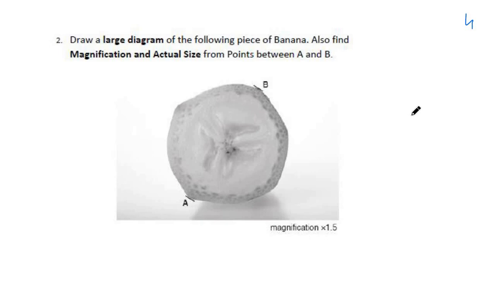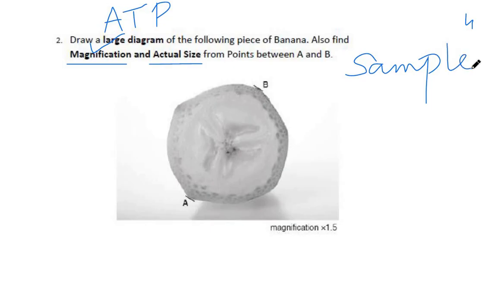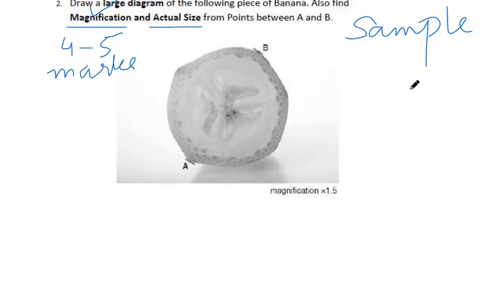Today we are going to discuss a very important topic of our ATP paper, that is magnification and actual size. In all the ATP papers in IGCSE paper 6, you will find this magnification question. Now, this is a sample question that I will be solving in front of you so that you can get full marks in your magnification and actual size question. Generally, the magnification question comes from 4 to 5 marks in ATP paper. Now, we will find out how we have to solve this question.